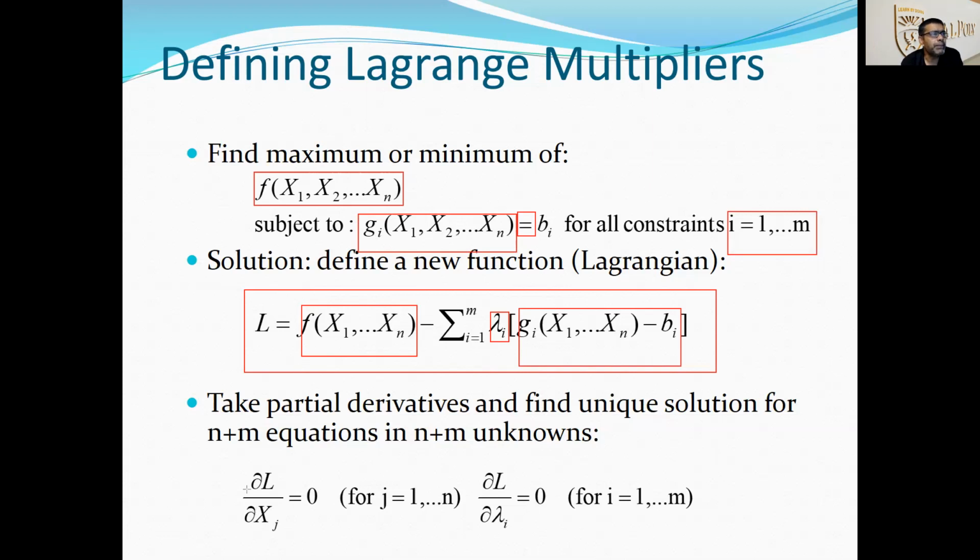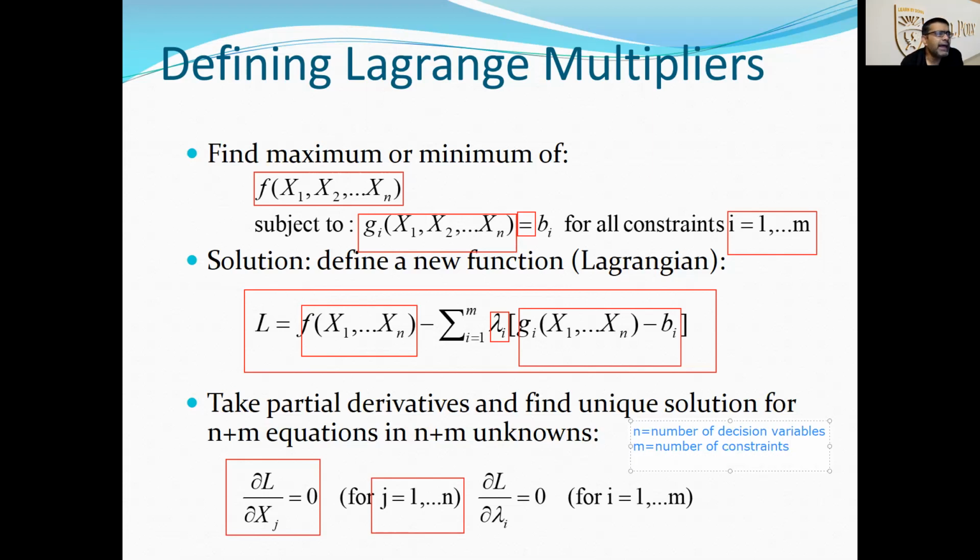And the idea is then simple. You just take the partial derivative with respect to each x variable. So remember, n is the number of decision variables. I'm going to write that down. n equal to number of decision variables, and m equal to number of constraints.